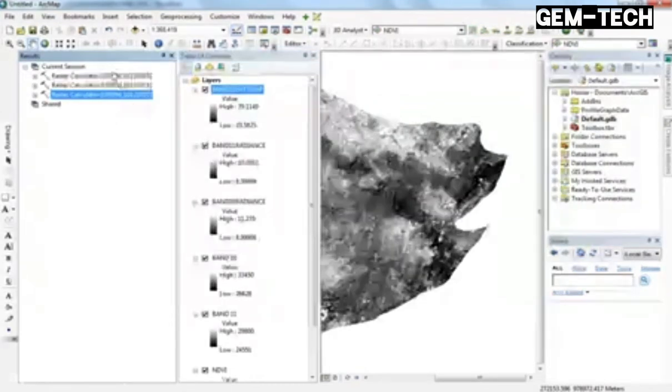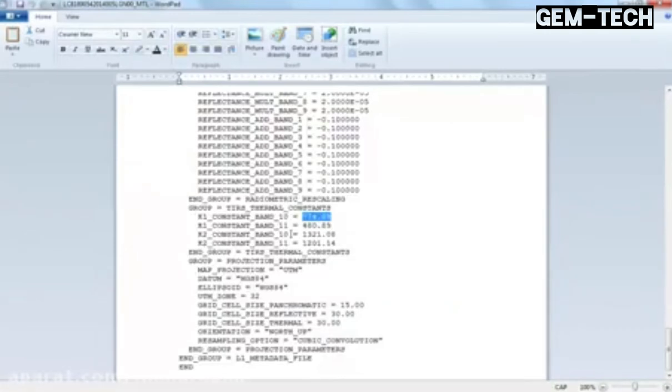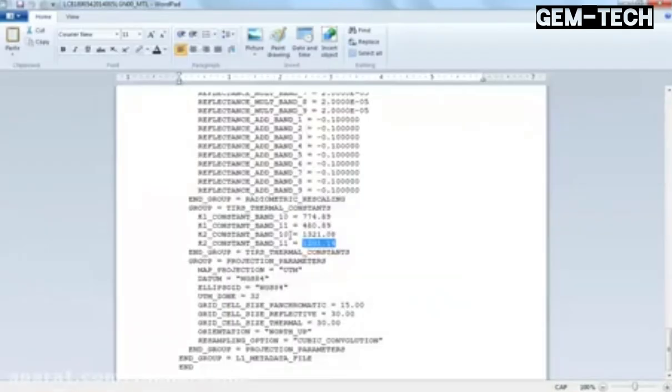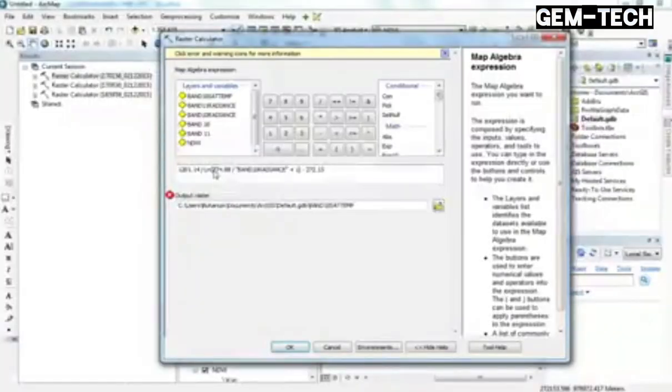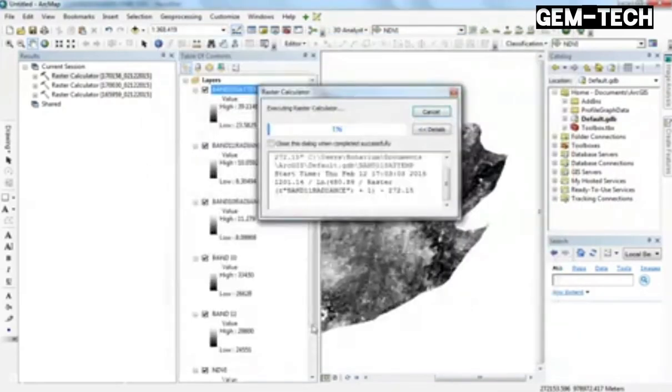So geoprocessing results, and bring up my results again, and my K1 and K2 have changed for band 10 and band 11. So I'm just going to do a new copy and paste again. So copy my K2 for band 11 and replace it in the formula, and I'm going to copy my K1 for my band 11, sorry, and replace it in the formula, and change the band 10 radiance to band 11 radiance, and this conversion factor remains the same. I'm just going to rename it to band 11 satellite temperature, and I'm going to OK that.